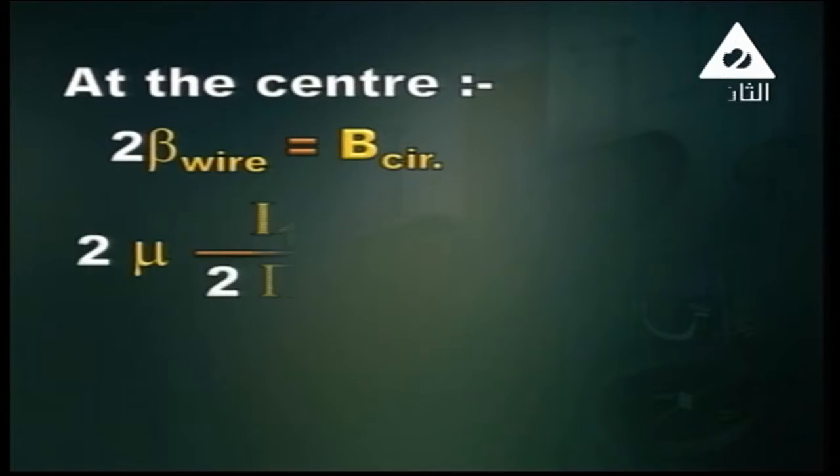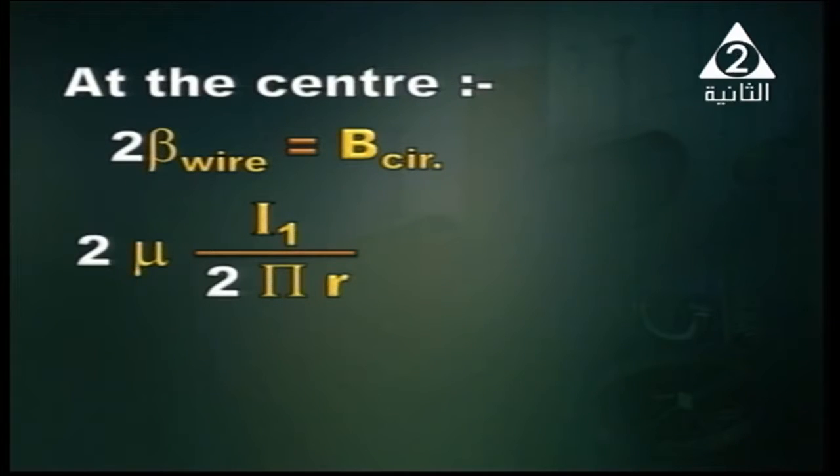So once again, at the center, the two fields of the wires are equal, so the two fields of the wire, 2B wire, are equal and opposite to the field of the coil or loop. So we can say 2 times the field of the wire, the magnetic flux density, is denoted by mu I1 over 2 pi R.